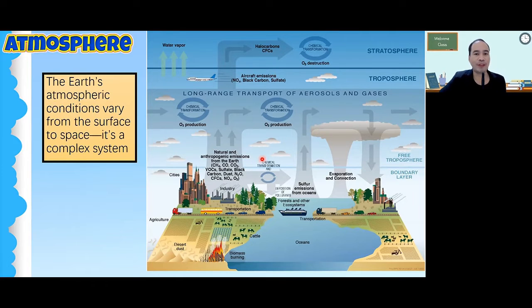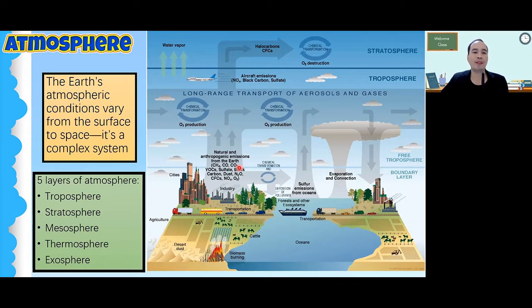So an atmosphere has 5 layers. Let's read these layers first. We have your troposphere, stratosphere, mesosphere, thermosphere, and your exosphere. We will be learning more about these 5 layers in our future lessons about atmosphere.